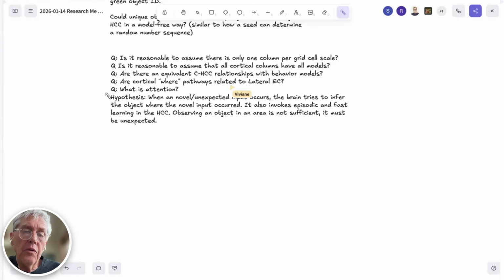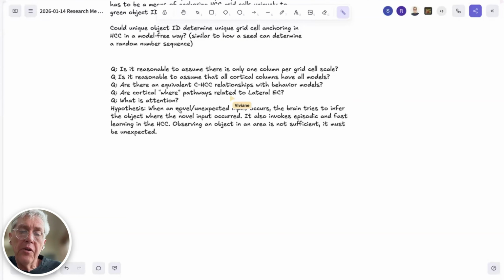And then there's this concept of attention. We've talked about that a lot. I didn't mention that word at all in the above discussion, but underlying it, there's this hypothesis: when a novel, unexpected input occurs, the cortex says something's not right here, and the brain tries to infer the object. I look at the thing, it's a chip, it's the plate, or the car, the intersection. Infer the object where the novel input occurred, and that also invokes the episodic and fast learning in the hippocampal complex. So this is a subtle point.